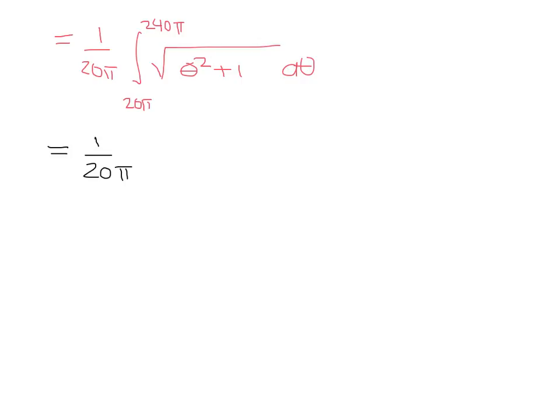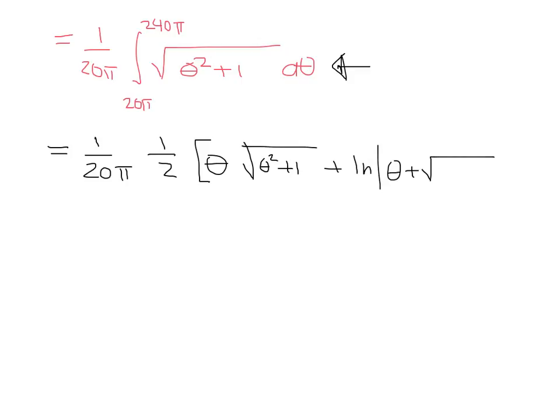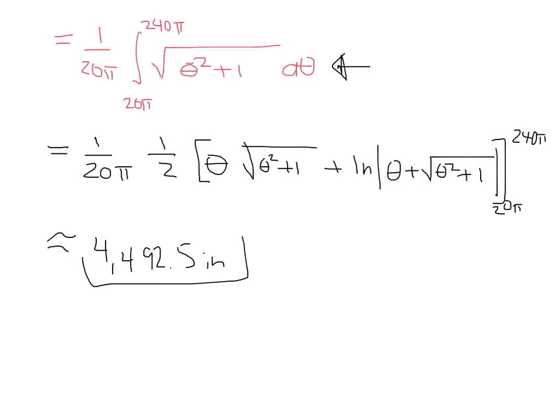it's just super tedious. So I will say in life you use a calculator, and you probably use a calculator at the point at which, even before you simplified this stuff. There is a table that tells you what this integral is. It's 1/2 times theta root theta squared plus 1 plus the natural log of the absolute value of theta plus the root theta squared plus 1. Yuck. Again, 20 pi to 240 pi, and it's about equal to 4,492.5 inches. I'm so sorry for all the tedium.